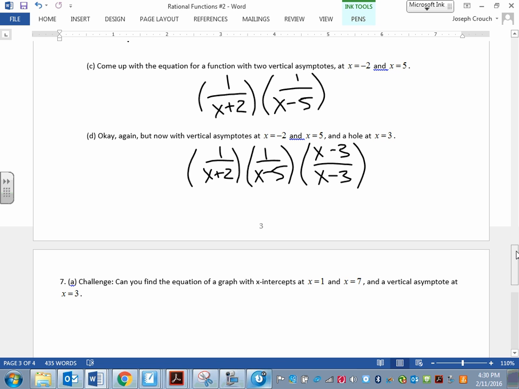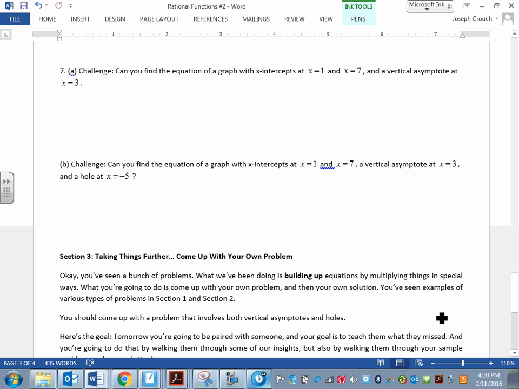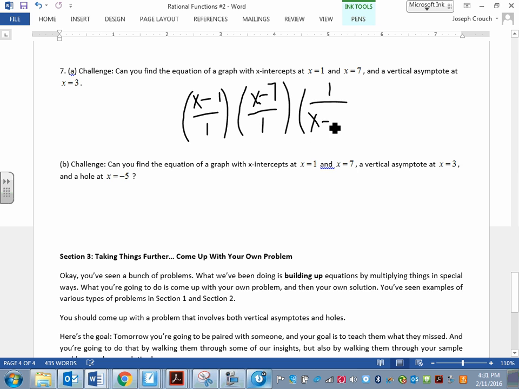All right, doing well. On to the challenge problems. Can you find the equation of a graph with x-intercepts at 1 and 7, and a vertical asymptote at x equals 3? So x-intercept at 1, that's x minus 1 over 1. X-intercept at 7, x minus 7 over 1. And then a vertical asymptote at x equals 3. That's 1 over x minus 3.